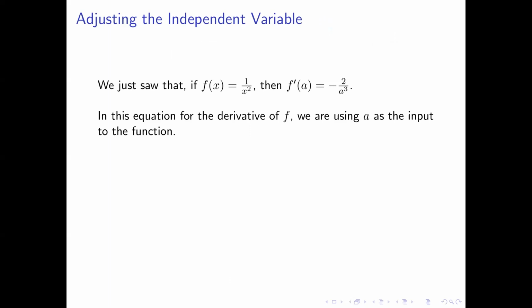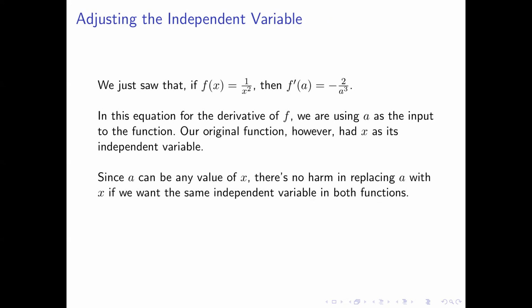You might say, well, wait a minute, that's not quite what we're trying to find. So we need to make one more minor adjustment here. We said that if f of x equals 1 over x squared, then f prime of a is -2 over a cubed. Well, that's fine. But notice that in our derivative equation here, we're using a as the independent variable or the input variable for our function f prime. But our original function used x as the independent variable.